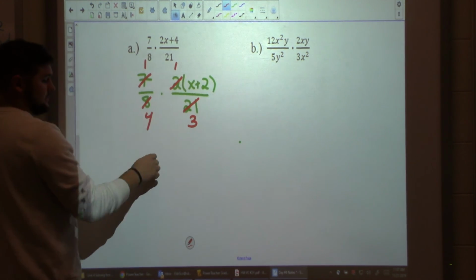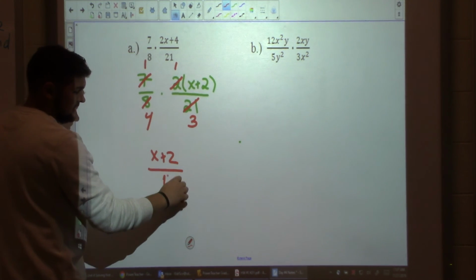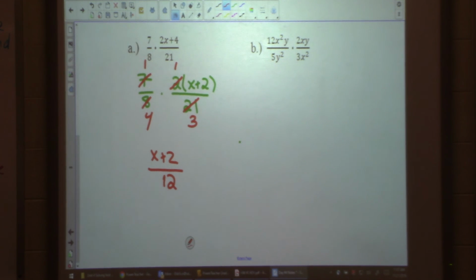1 times x plus 2 is just x plus 2 over 4 times 3 is 12. Once you've multiplied, double check it. Can I simplify anything? No. Not in this case, that's my answer.